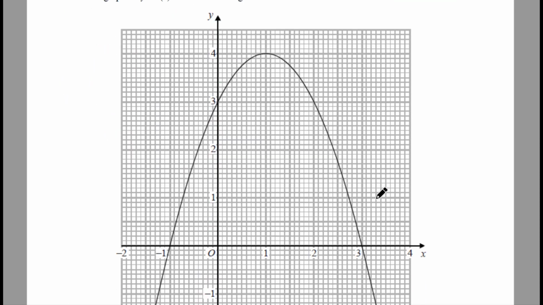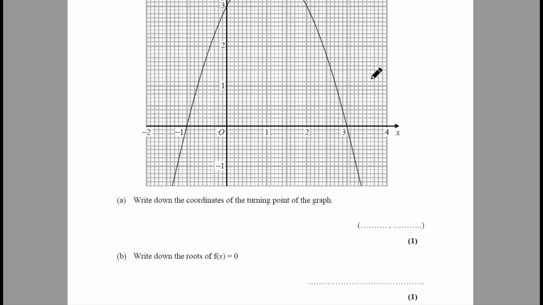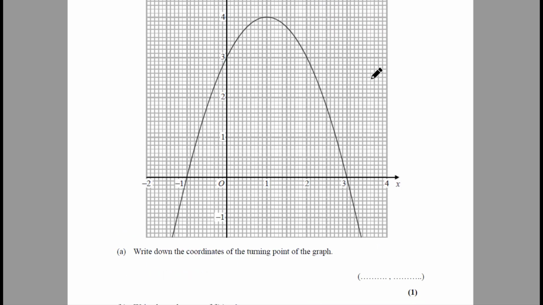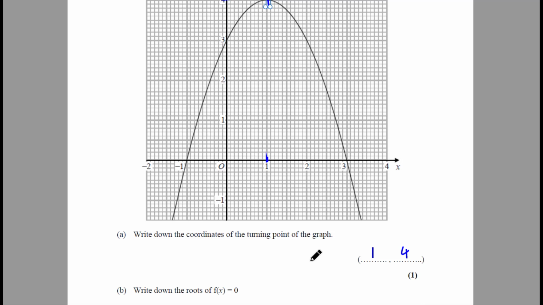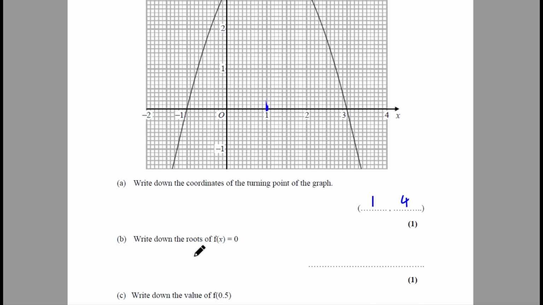Question 9, we've got a quadratic. Write down the coordinates of the turning point of the graph. So the turning point here is also a line of symmetry. So do remember that, because they can ask that as well. So we can see that coordinate is 1, 4, and that's quite straightforward. So the key is to know the keyword, and you've got your 1 mark there. You'll be surprised how many people get that wrong because they don't know what they're looking for.